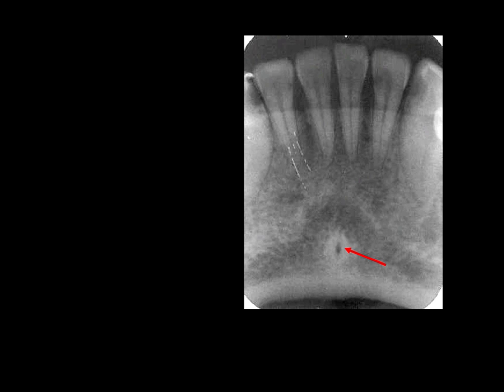Let's move to the lower jaw. We're now in the middle of the lower jaw, the lower anterior region, and we can see well below the teeth a small radiolucency surrounded by a relatively radiopaque area of bone.